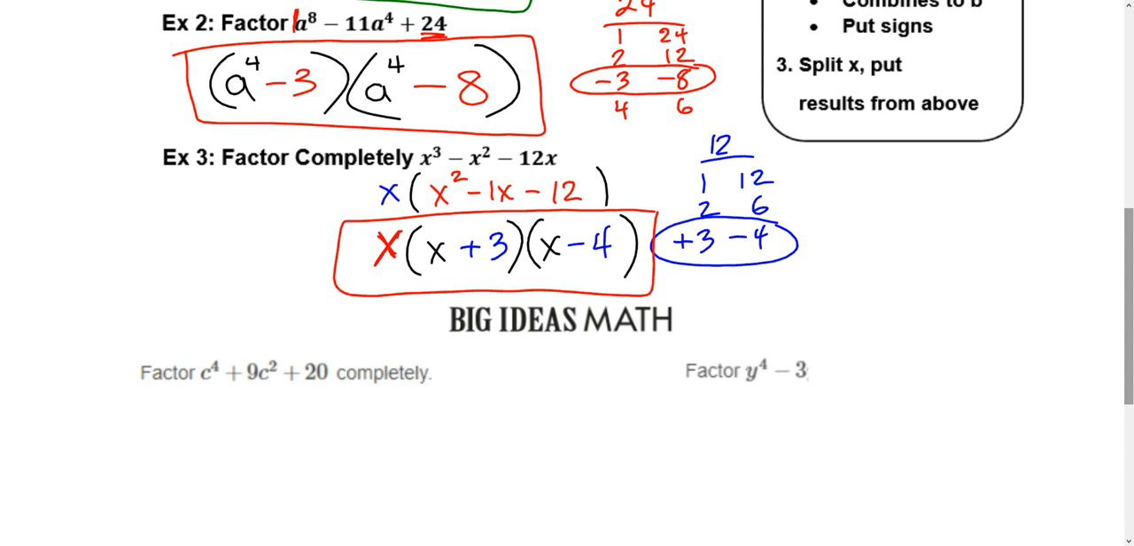There are more examples in your notes, but that's where we're going to get into. We're going to get into the Big Ideas website that we signed up for last week, and you guys are going to finish off those examples using the Big Ideas.